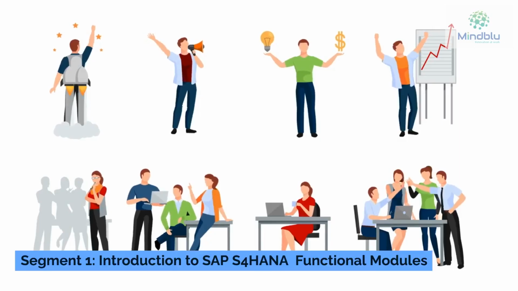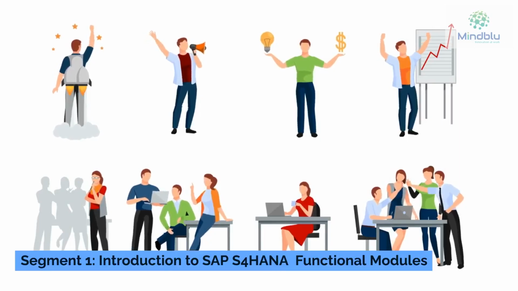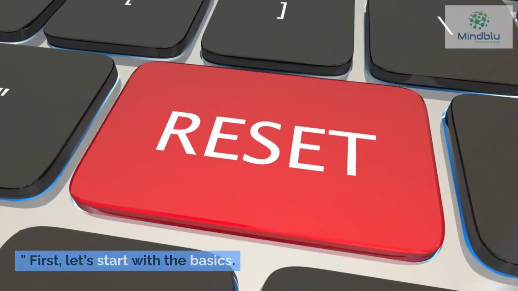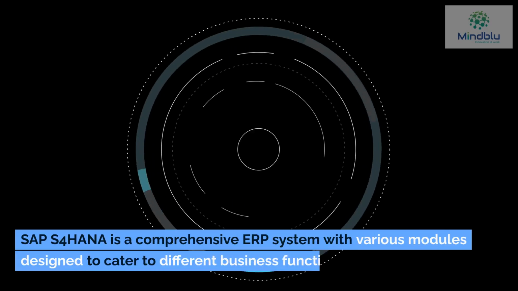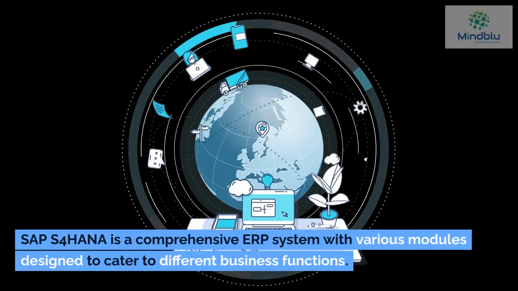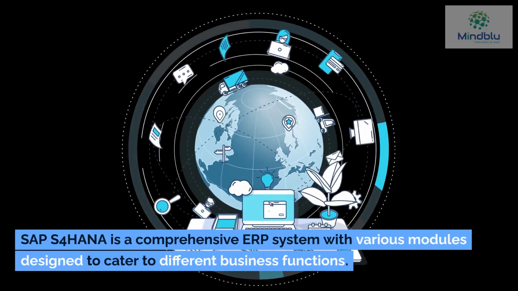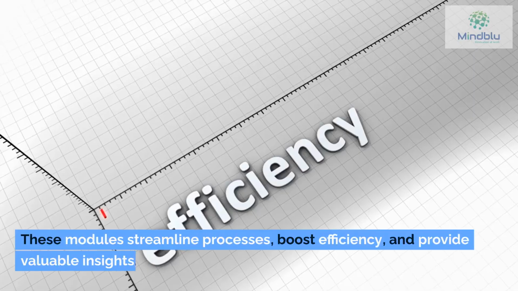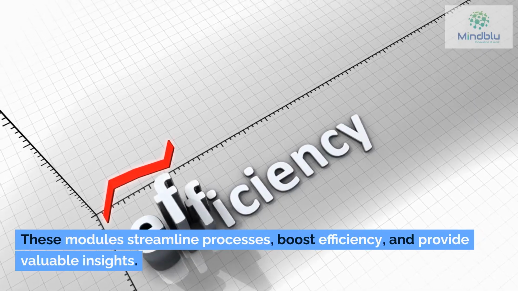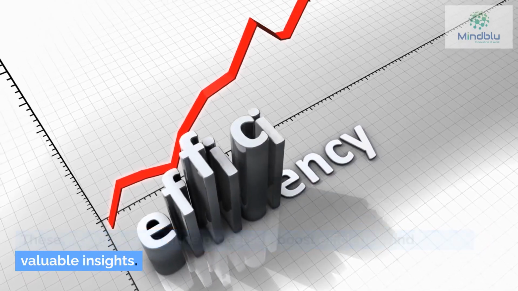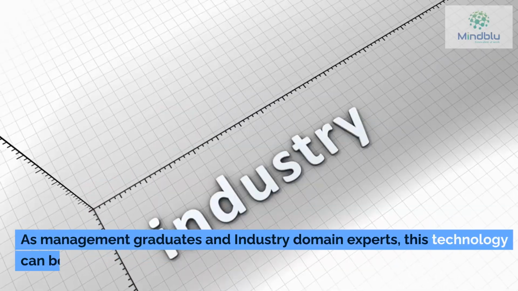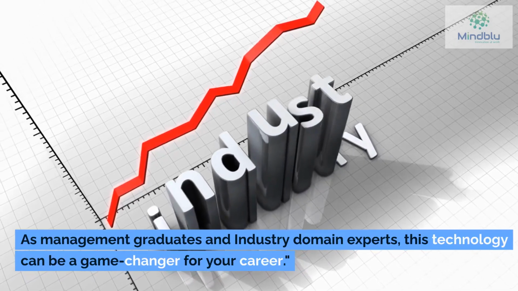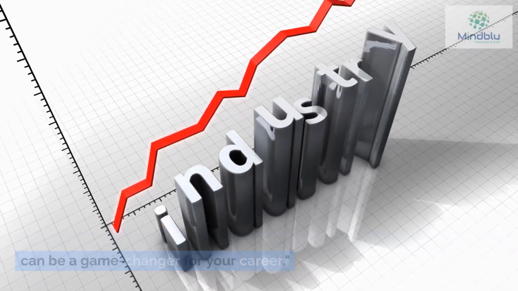Segment 1: Introduction to SAP S4HANA Functional Modules. First, let's start with the basics. SAP S4HANA is a comprehensive ERP system with various modules designed to cater to different business functions. These modules streamline processes, boost efficiency, and provide valuable insights. As management graduates and industry domain experts, this technology can be a game changer for your career.